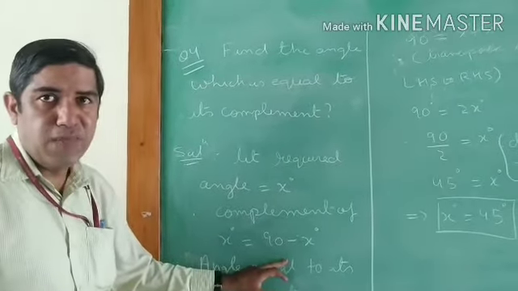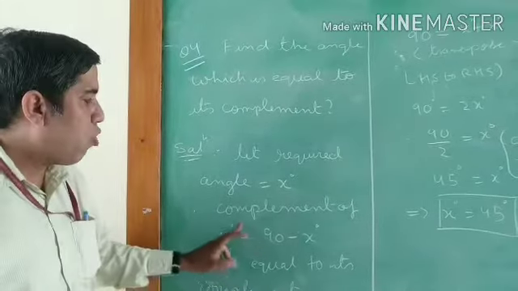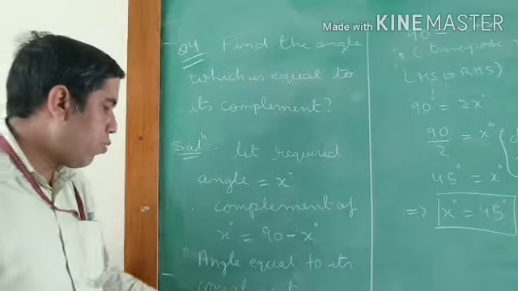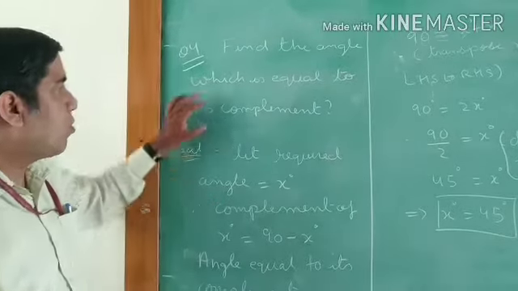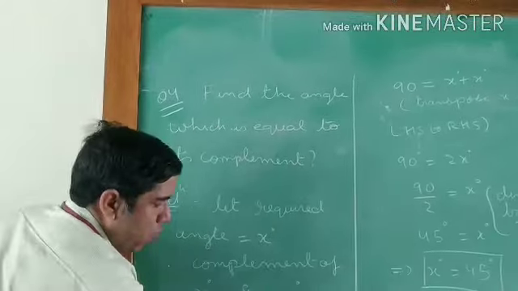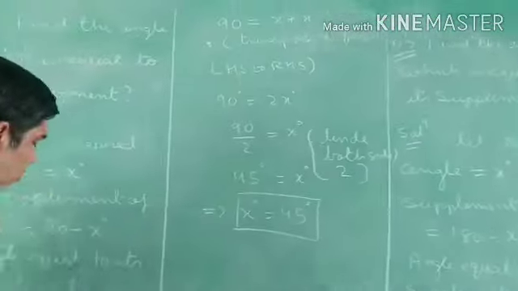And we know the definition of complementary angle: when the sum of two angles is 90, so complement of x will be 90 minus x. Now angle equal to its complement, it is given in the question. You can see we have to find the angle equal to its complement. So these are equal. Now we are solving like an equation. So it comes, this I am going to transfer on this side.